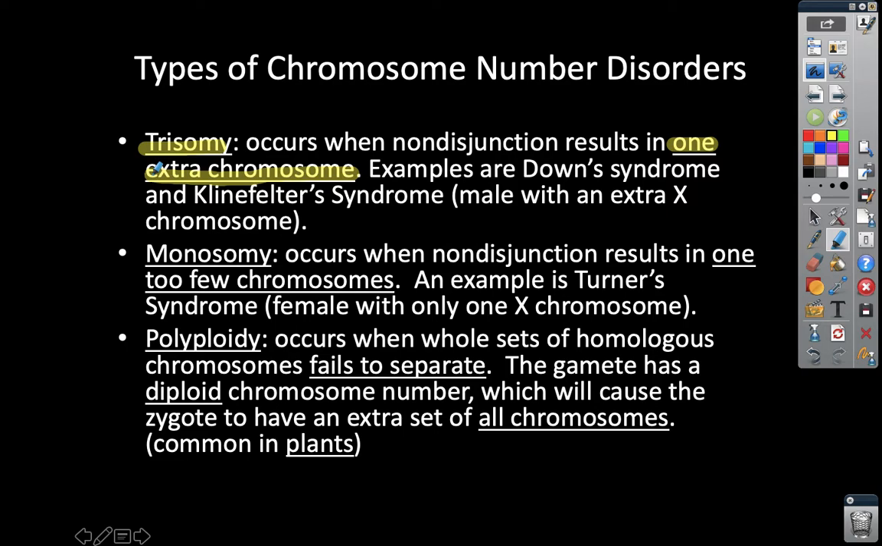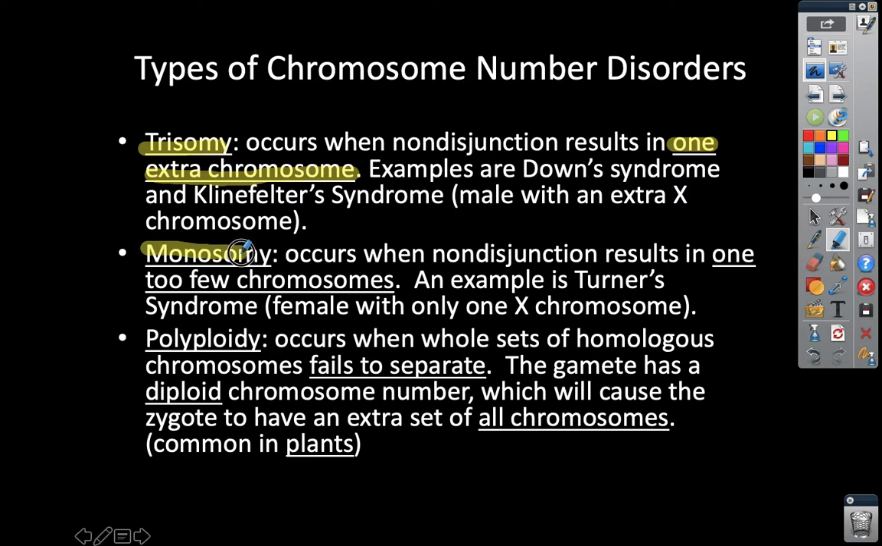And a couple of examples are Down syndrome, in which a person has an extra copy of chromosome 21, and Klinefelter syndrome, which is a disorder that affects only males, and that male would have an extra X chromosome. So instead of just being XY, he would be XXY. And again, that's caused by non-disjunction.